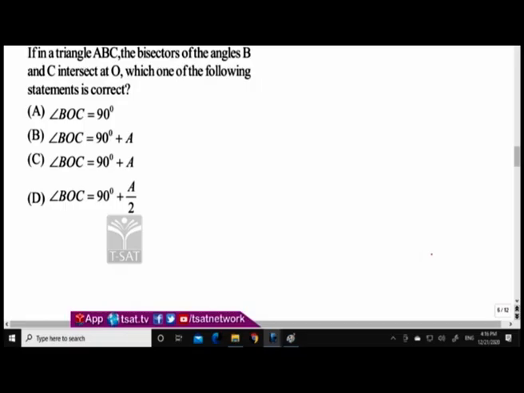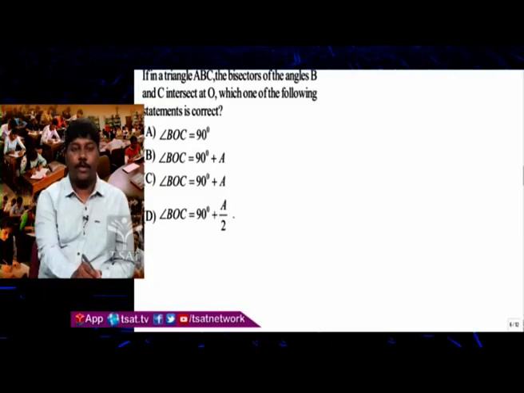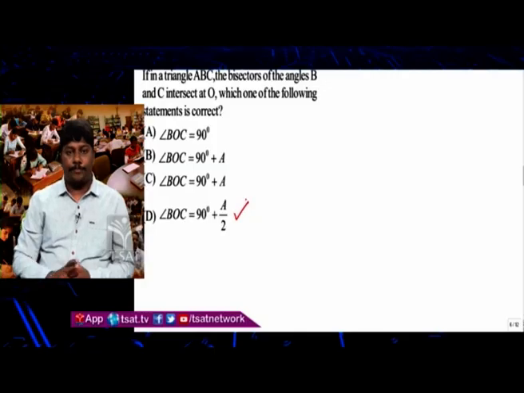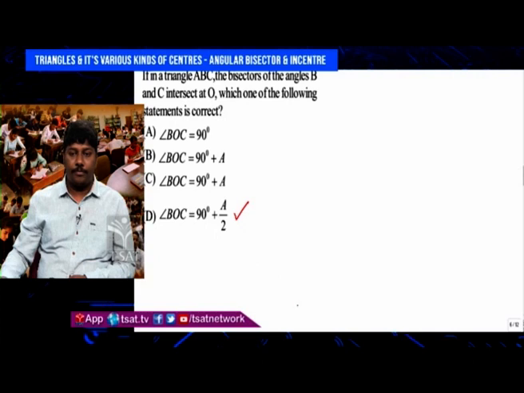Look at this one. In triangle ABC, the bisectors of angle B and C intersect at O. The bisectors, which means if nothing is mentioned, you take the internal bisectors of B and C meeting at O. Which of the following statements is correct? Look at the statements here. Angle BOC is equal to 90. We know when two internal angular bisectors meet, angle BOC is equal to 90 plus A by 2. We take 90 plus A by 2 as the answer, because these are two internal angular bisectors. Look at the next question now.